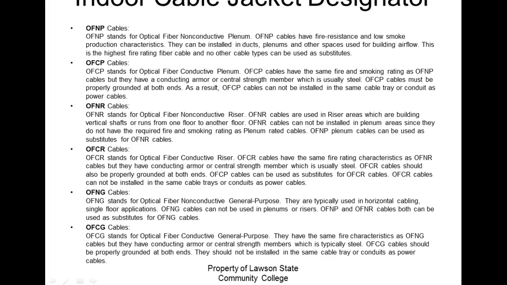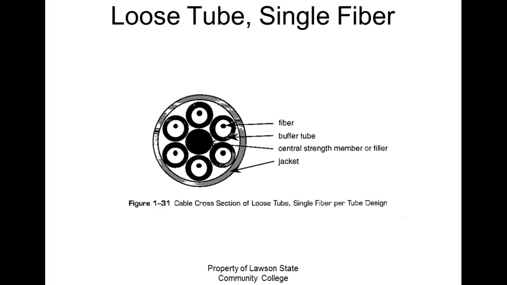So these are the different things that we could run. OFNG is optical fiber general purpose. Then we have different cables that have different fire characteristics. We have riser cable, we have plenum cable. This is loose tube single fiber. This is basically what I passed around to you. So what we have is several loose tubes, and each tube only has what? One fiber running through it.